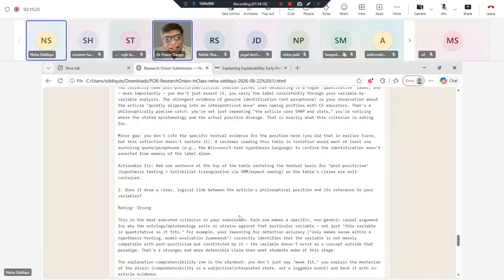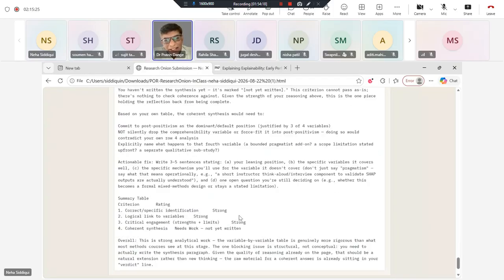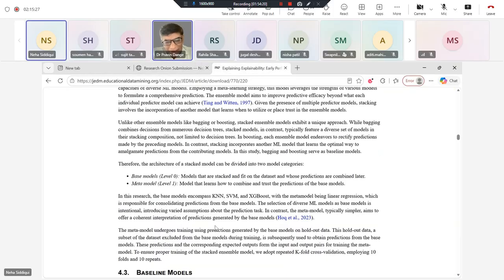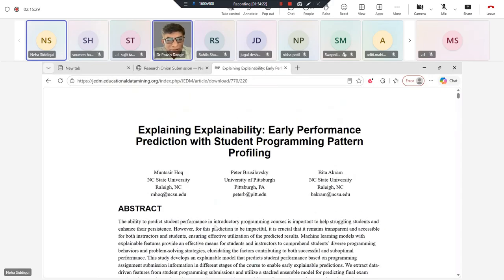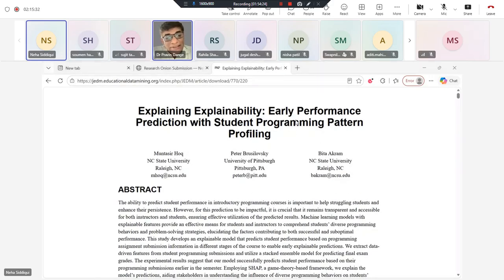Do you have the article ready, the pre-read ready at hand? Yeah, it is there. Can you open it? Yes, the article that I sent you as a pre-read.